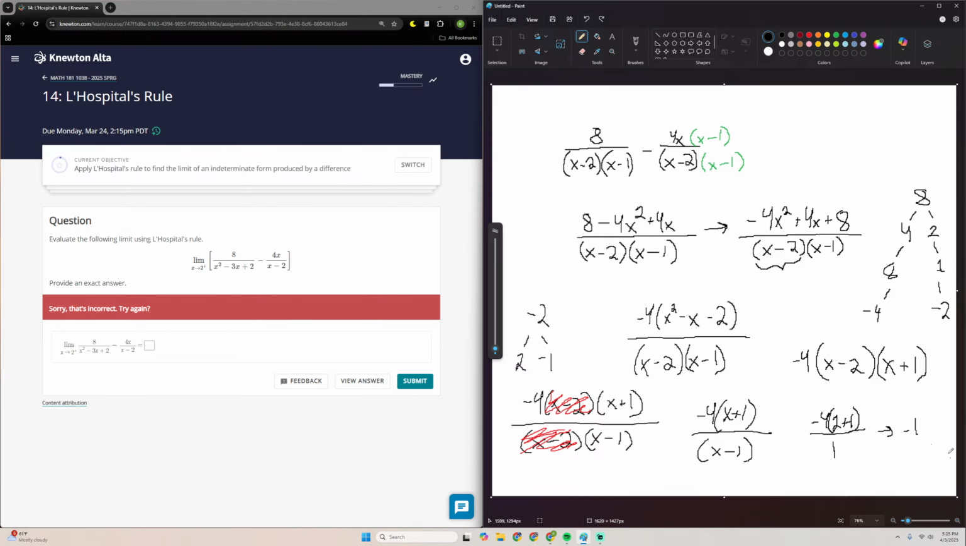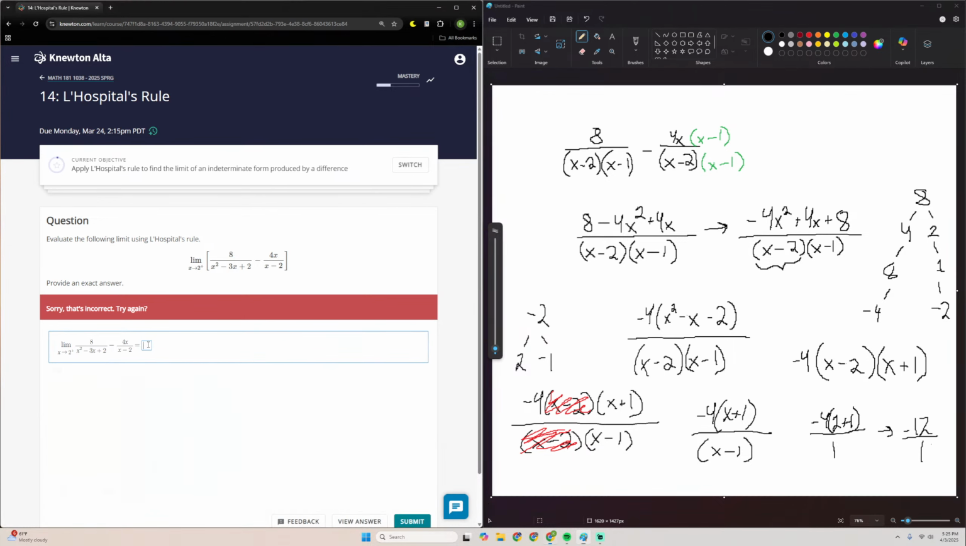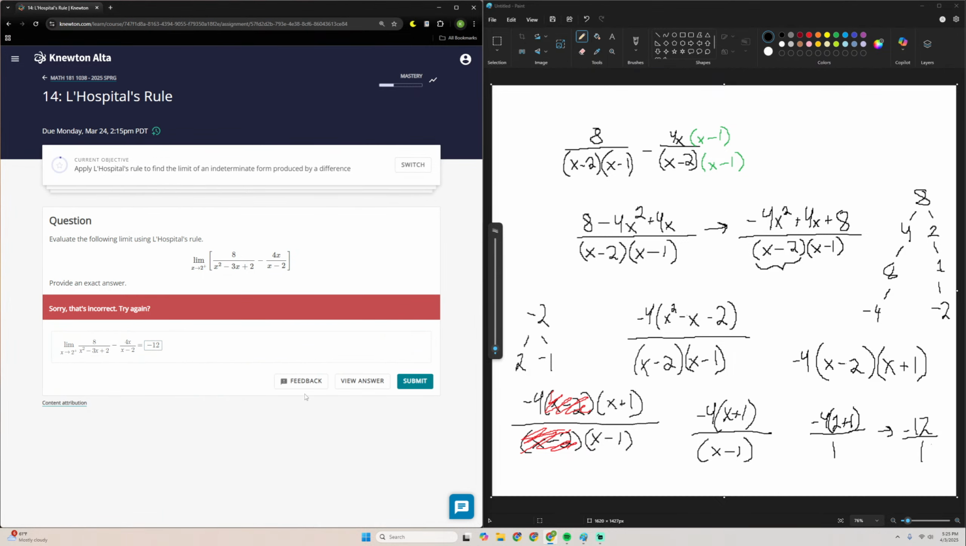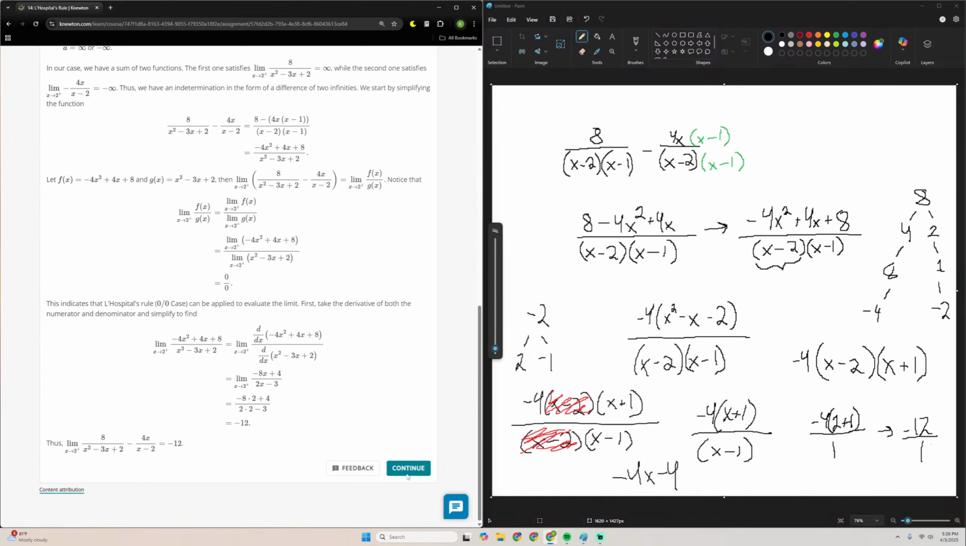Over 1. That's a really bad 2. 2 over 1. Negative 12. Is that going to be right? Let's see. We could also check here if we do negative 4x, take away 4. Negative 4 times 2. Oh, wait. Negative 4 times 2, take away 4. Yeah, it's still negative 12. That's my final answer. And look at that, I got it right.